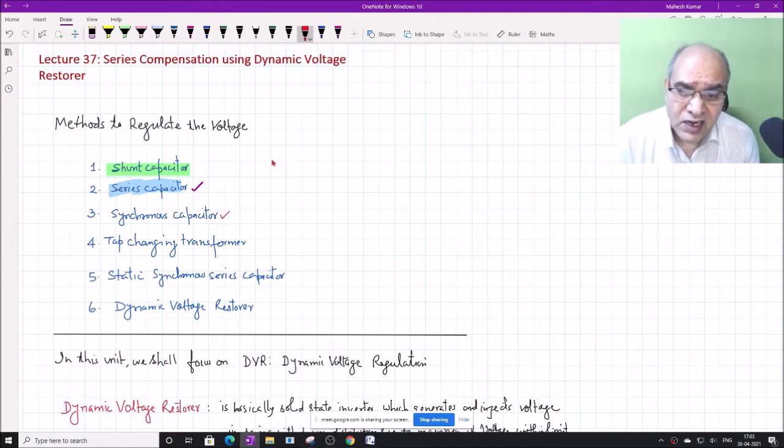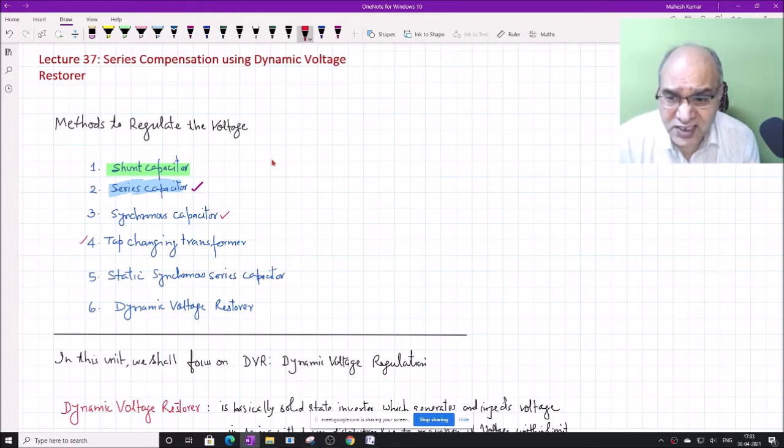These are basically overexcited synchronous machines, and depending upon the excitation, the synchronous machine can act either as a capacitor or an inductor, and this property is used to provide the reactive power to improve the voltage. Tap changing transformer is another way of changing the voltage at the output. So we can change the tapping and hence we can regulate the voltage.